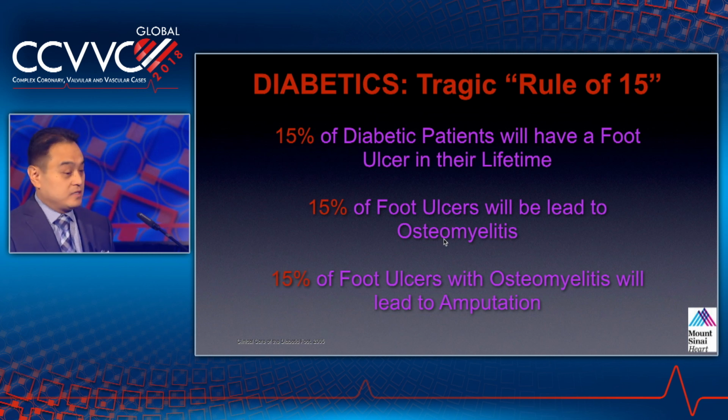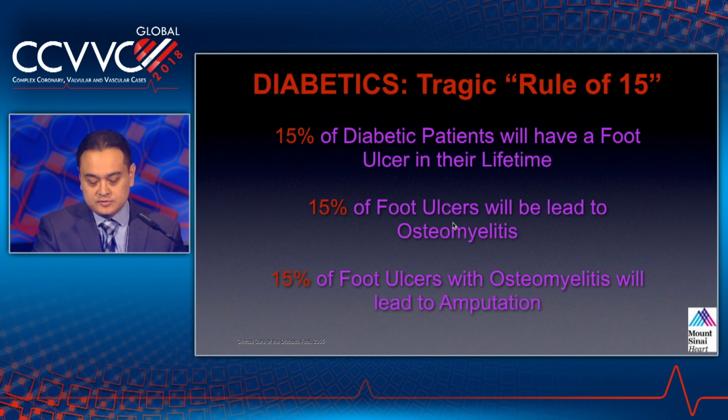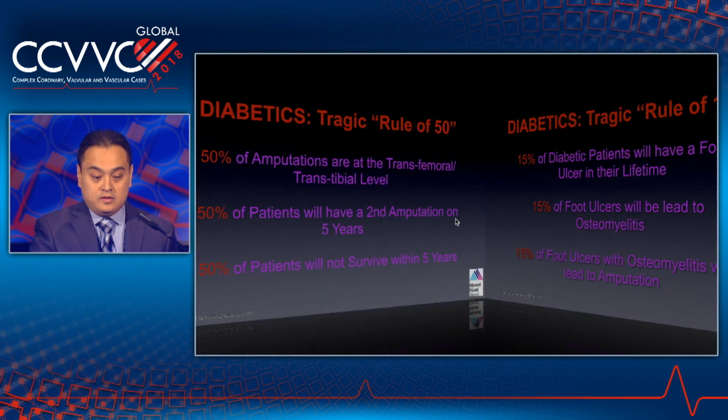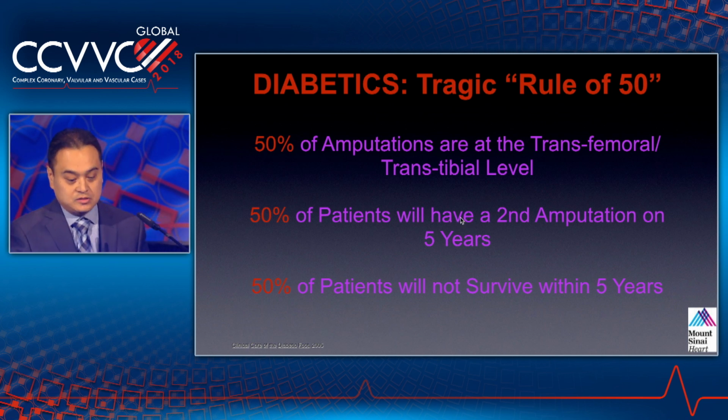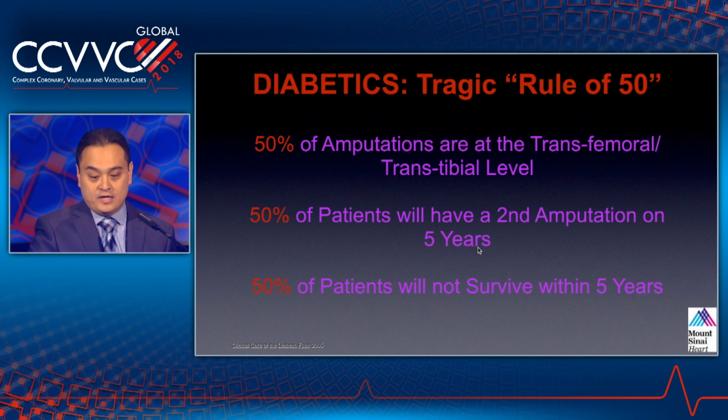Just a couple of slides I put in here. Believe it or not, this is really kind of sad because of diabetic patients, this is the rule of 15. 50% of diabetic patients will develop a foot ulcer in their lifetime. 15% of those foot ulcers will develop osteomyelitis, and 50% of those patients with osteomyelitis, believe it or not, will lead to an amputation. Another slide with the rule of 50: of those patients who have osteomyelitis, 50% will have an amputation, 50% of those will have a second amputation, and believe it or not, 50% of those patients will not survive within 5 years if they have a double amputation.